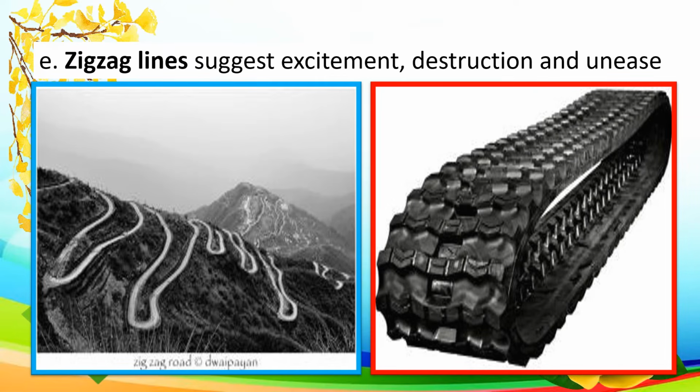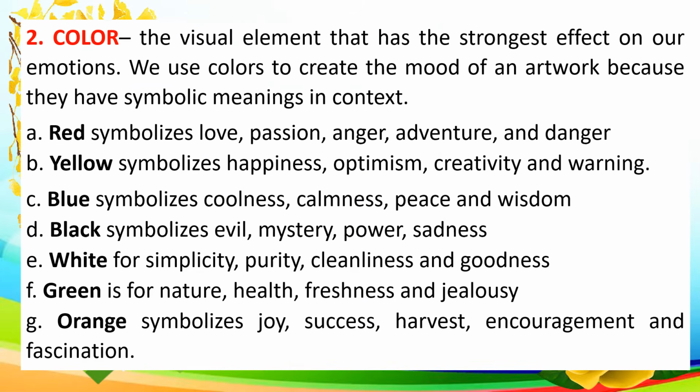Zigzag suggests excitement, distraction, or unease. All right. The next element that we're going to study is the color. The color is a visual media that has strongest effect on our emotion. We can use colors to create a mood of an artwork because they have symbolic meaning in context.